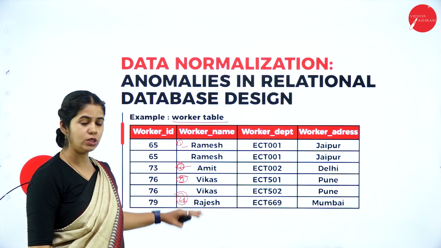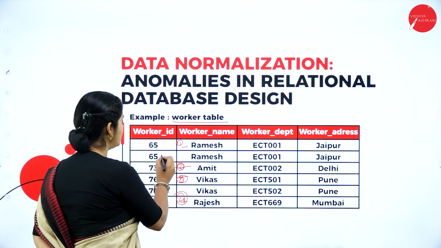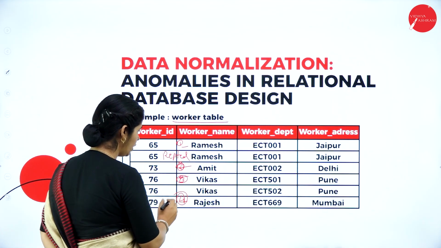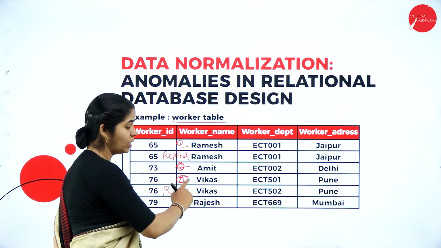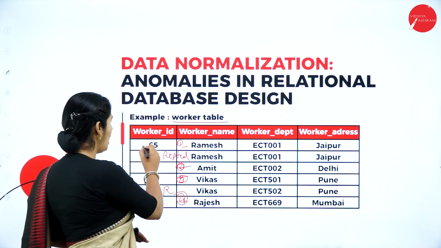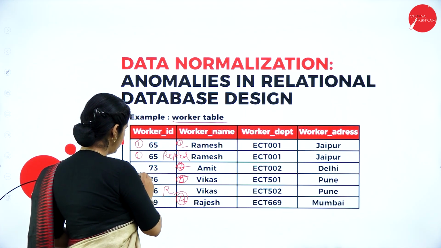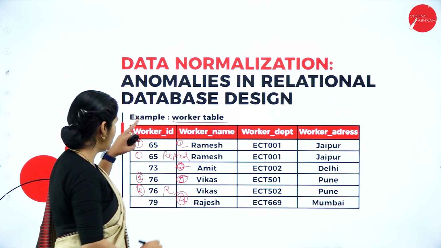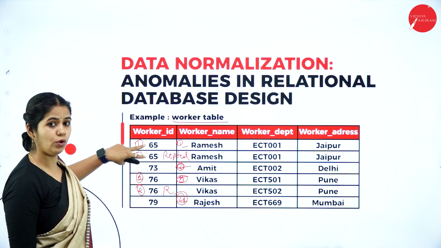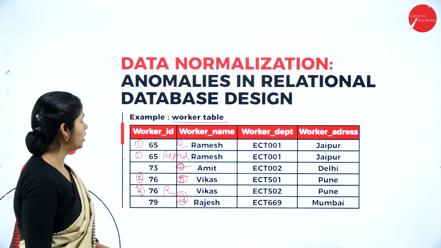But how many rows are we having? We are having 4 plus 2, 6 rows. Why? Because of repetition. Ramesh's record is repeated and Vikas's record is also repeated. So this is called an anomaly, having more than one copy of each. Here you can see the key attribute, Worker ID, is also the same. That gives you a problem when you are fetching the data. So this is all about anomaly.